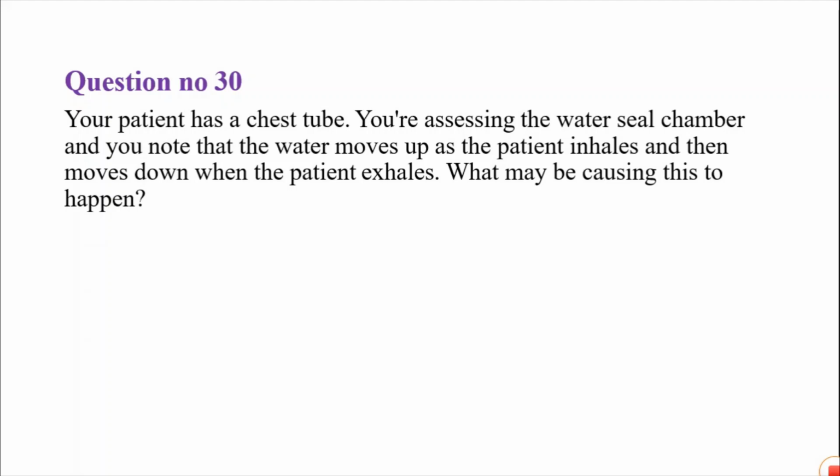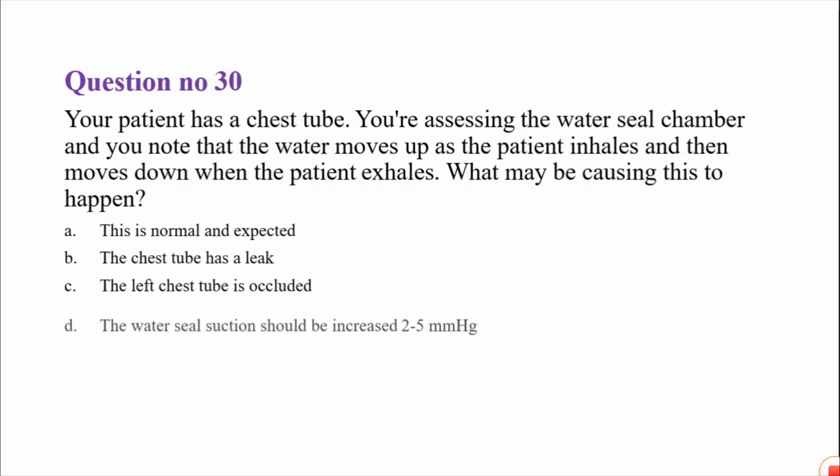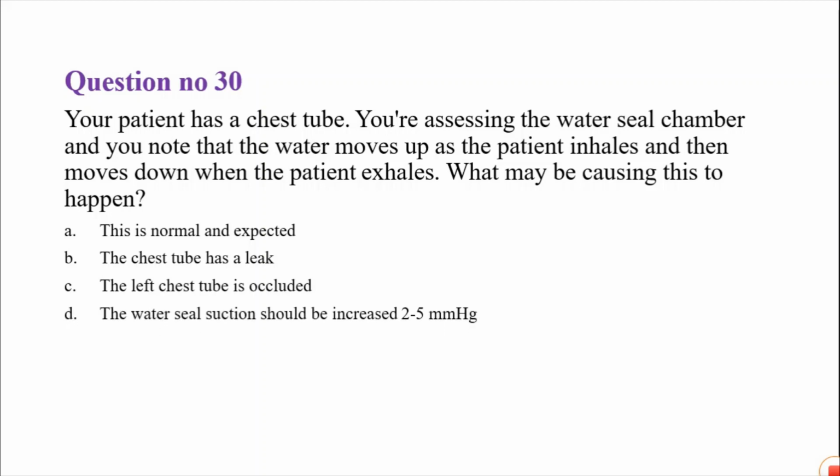Your patient has a chest tube. You are assessing the water seal chamber and you note that the water moves up as the patient inhales and then moves down when the patient exhales. What may be causing this to happen? The options are number A, this is normal and expected. Number B, the chest tube has a leak. Number C, the chest tube is occluded. Number D, the water seal section should be increased 2 to 5 mmHg.